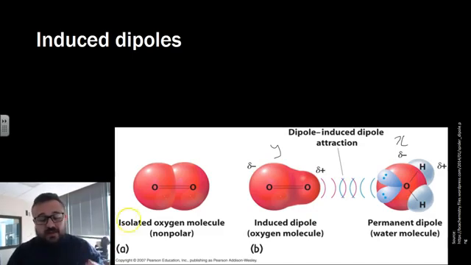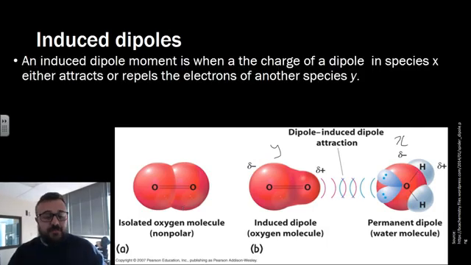First off, let's have a look here at oxygen. Oxygen is a non-polar diatomic molecule. Now, an induced dipole moment, because we're talking about movement here, is when the charge of a dipole in species X, that's the one over here, see, we've got water, which is a permanent dipole, either attracts or repels the electrons from another species, in this case, Y.